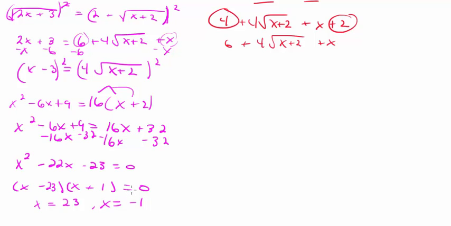Now I must check my solutions to make sure that they do in fact work out. What I find out is that negative 1 actually happens to be an extraneous solution, but 23 is a correct solution. So 23 happens to be the only solution to this equation.